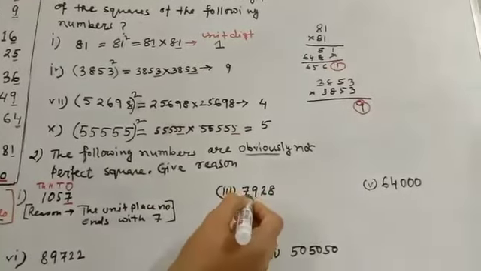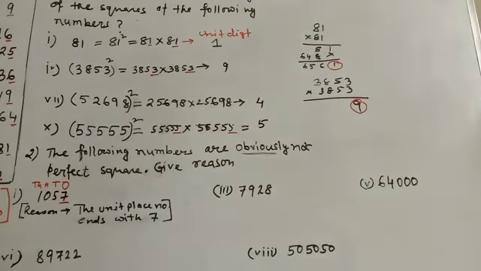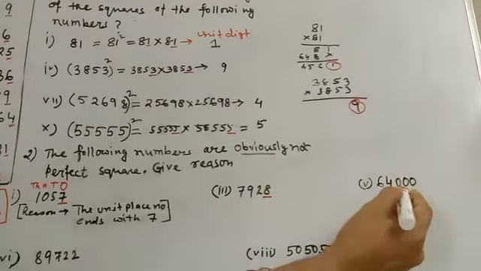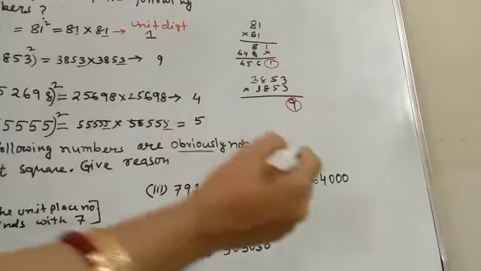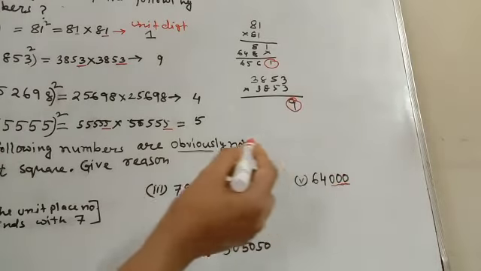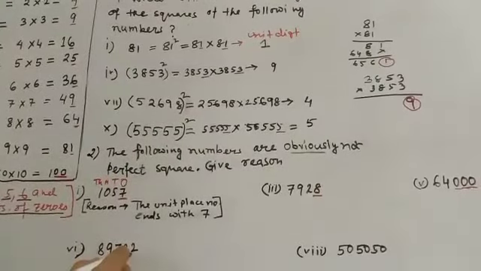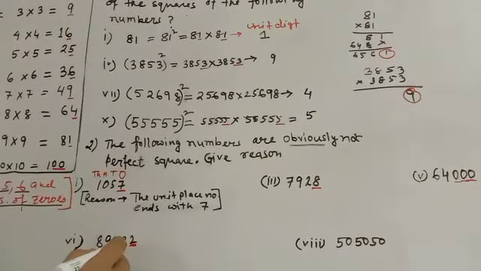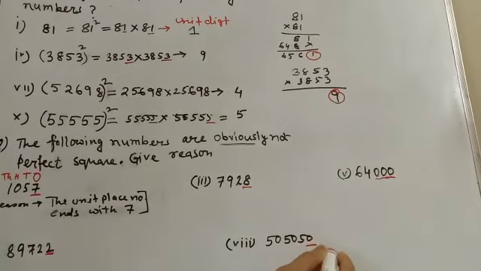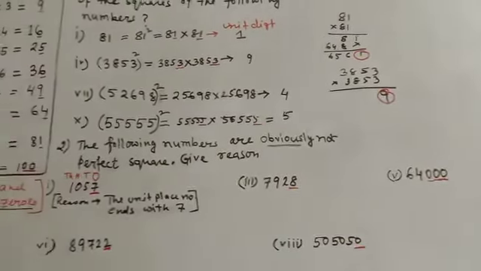See, the number is 7928. The unit place number is 8. Here the unit place number is 0, but count, there are odd numbers of zeros. So an odd number of zeros cannot be a perfect square number. Here the number ends with 2, so it is not a perfect square number. And the number ends with 0, that means an odd number of 0s, which is also not a perfect square number.